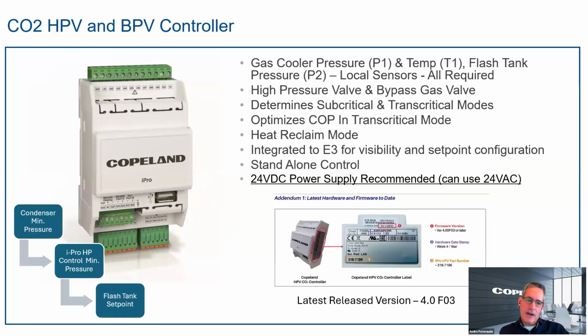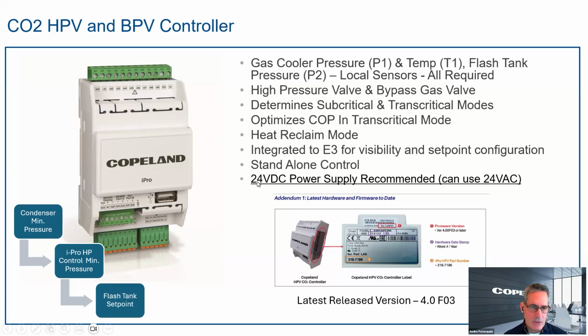So the iPro, and I've got kind of what I just said there as graphics on the left. So we've got a P1 connected to it, gas cooler out pressure, T1 gas cooler out temp. As I mentioned, P2 pressure sensor for the flash tank, determines the mode, optimize COP for heat for transcritical, has a heat reclaim mode. It is integrated to our E3. If you lose that, it also operates as a standalone control should something happen. It can still control the high pressure bypass valve in those set points.